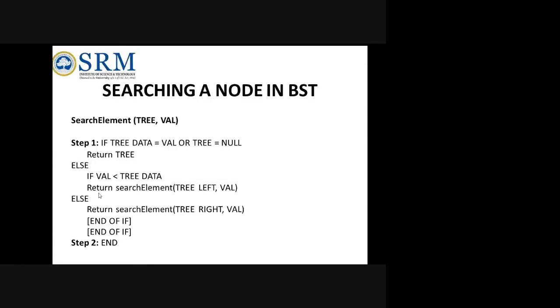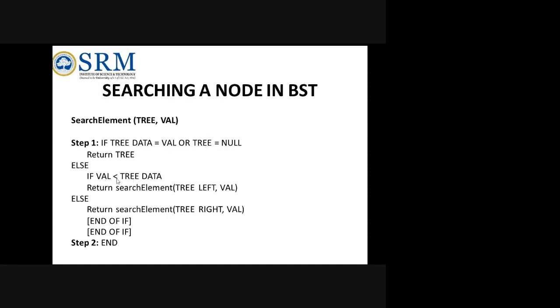Normally, if I give you a number, maybe 12 or 13, the first thing is you compare with the root node. If it is lesser, you need not go to the right side at all, because we know that in a binary search tree you will have all the values lesser than the root node on the left side and all the values greater than the root node on the right side. So if the tree is null, you have to return the value. That is the pseudocode.